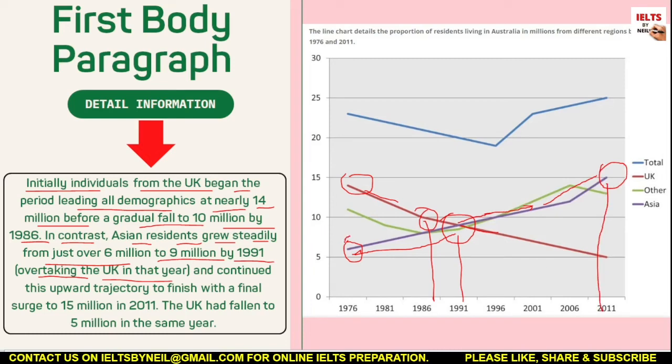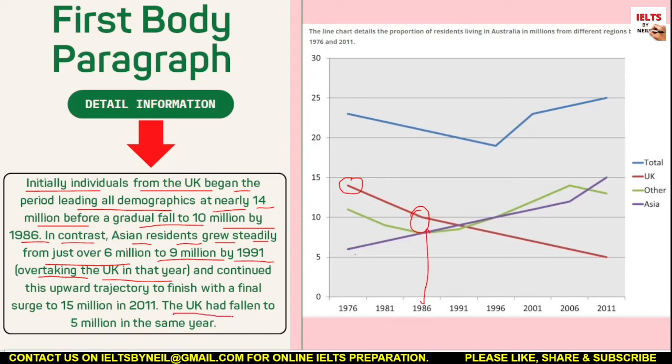So what I've done, I've started from here, then I've mentioned something in between, and then I finished at the finishing point, right? So this is how you have to do. Now, remember, we only mentioned the UK until 1986. Now, the last sentence here says the UK had fallen to 5 million in the same year. So from 10 to 5 in the same year, this one here, right? Because in the last sentence we talked about this year. Okay, so we have done with the UK and Asia.